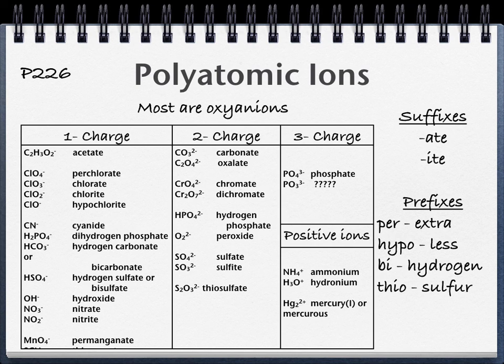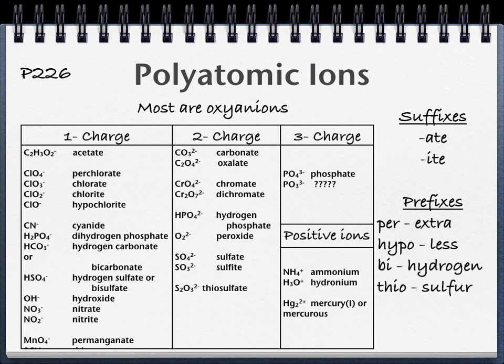And back to the chlorine family. Notice that we have a prefix hypo. Hypo is something meaning less. So if I look at chlorite and I compare it to hypochlorite, we notice that there is one less oxygen atom. So hypo is another prefix that we see that means less, if I look at that relationship in the chlorine family.